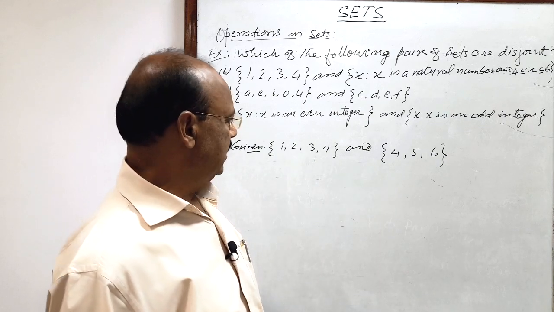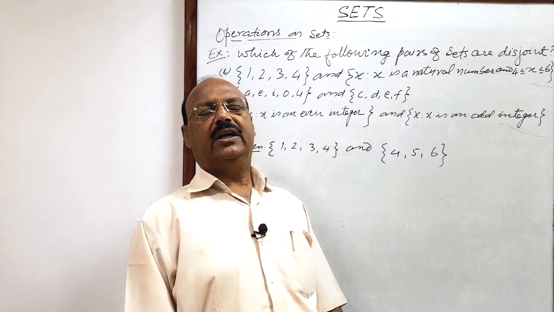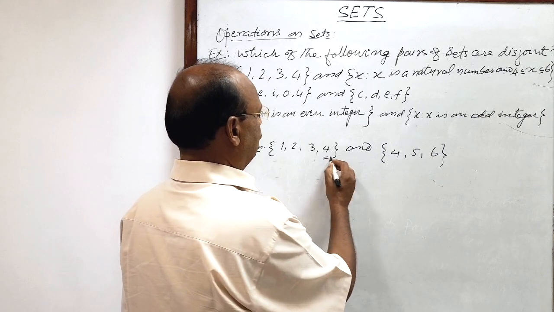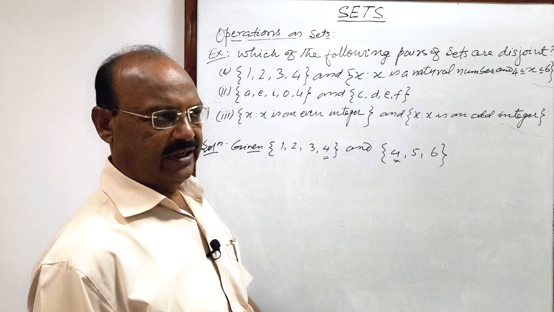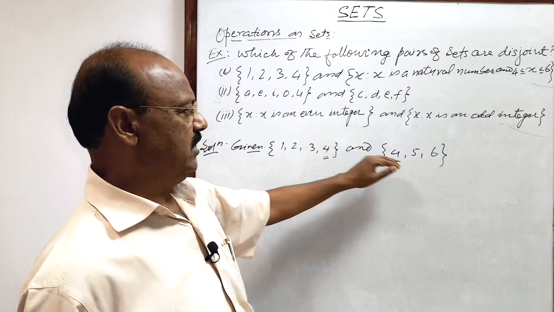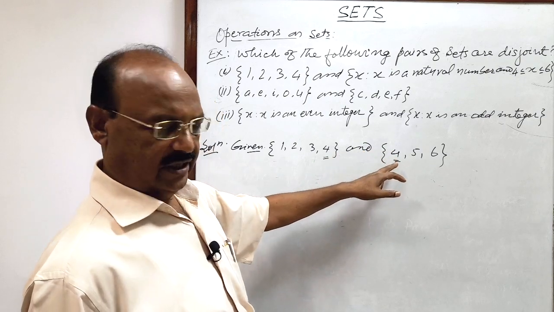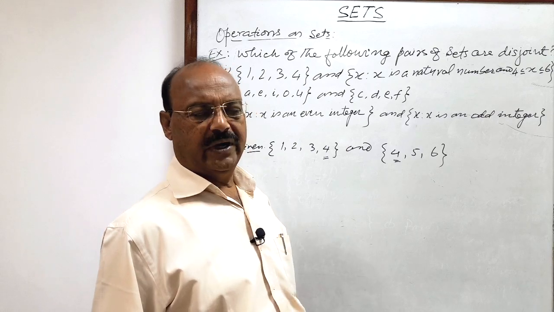As we discussed, two sets are disjoint only when there is no common element. But we see that the element 4 is available in both the sets. The intersection of these two sets is not empty; at least one element is there, 4. So this is not a disjoint set.